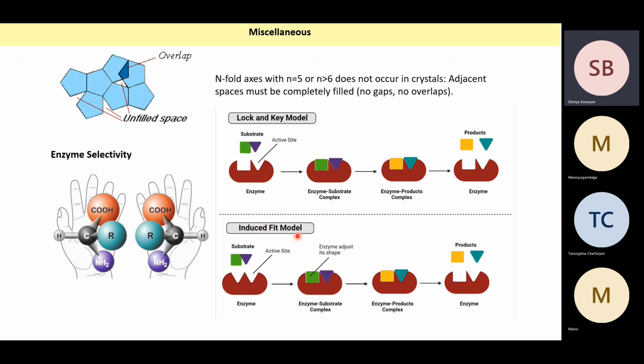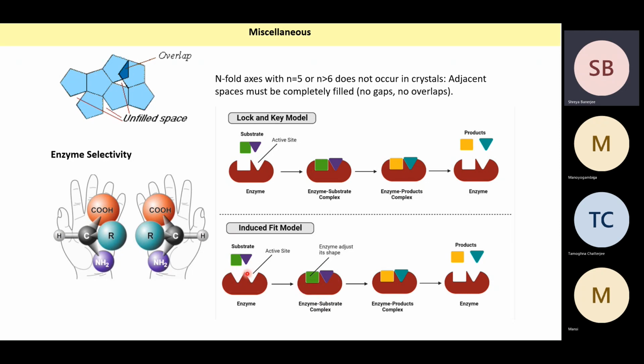The other model for the enzyme is called induced fit. So here, the initial shape of the enzyme does not match the substrate shape, but the enzyme can adjust its shape in such a way so as to allow a specific substrate to fit. So the induced fit model allows for a certain flexibility in the enzyme, but ultimately the selectivity remains the same.